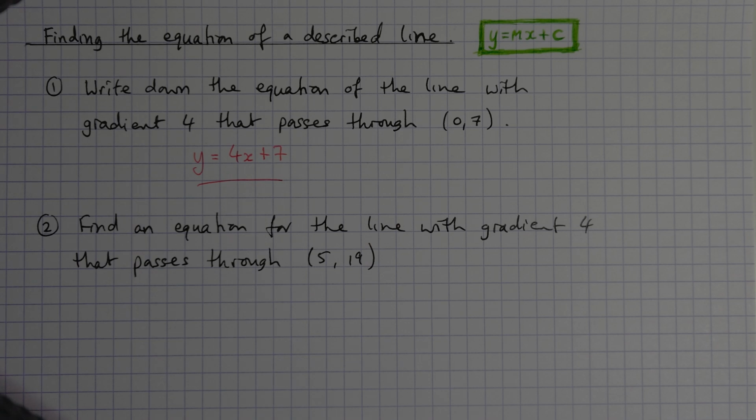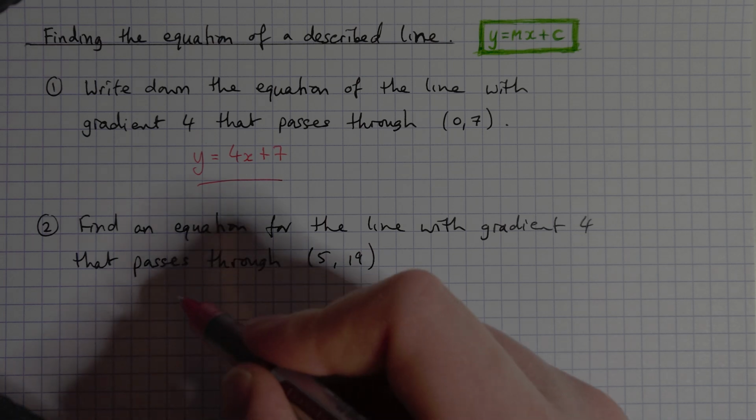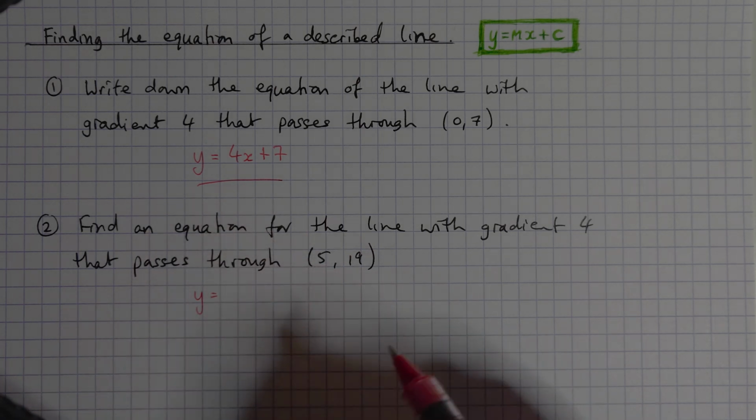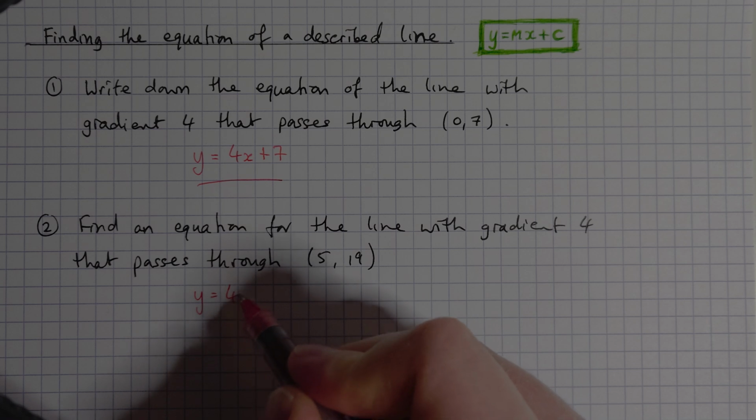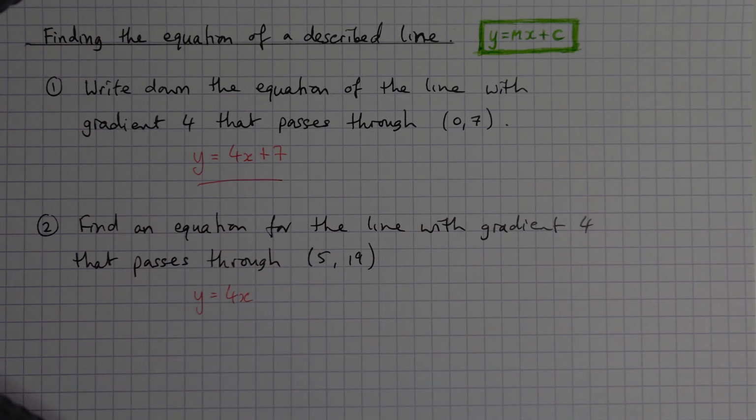In number 2, find an equation for the line with gradient 4 that passes through (5, 19). Okay, starts in a similar way then, so surely this is y equals gradient 4 again for x. Common mistake now will be to write plus 19 to put this y coordinate, but clearly this is not where the graph crosses the y-axis. That would have to be 0 something. So instead, I need to work out the y-intercept.